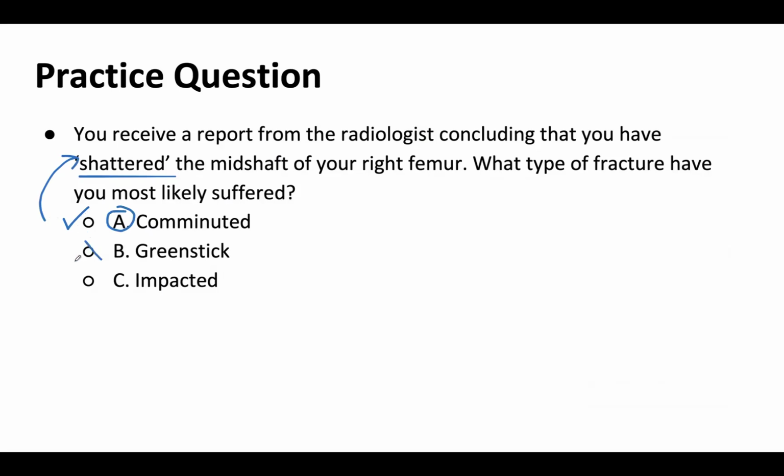Greenstick fractures, that's not correct. That involves a potential break of bone on one side, but a bending on the other. So that's not going to be shattering. An impacted fracture is better described as the fragmented part being forcibly driven into the other. So not the fracture type generally described as shattered. So all signs are pointing towards comminuted being the best answer.